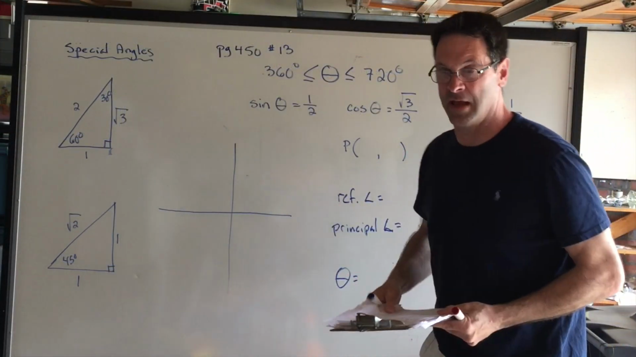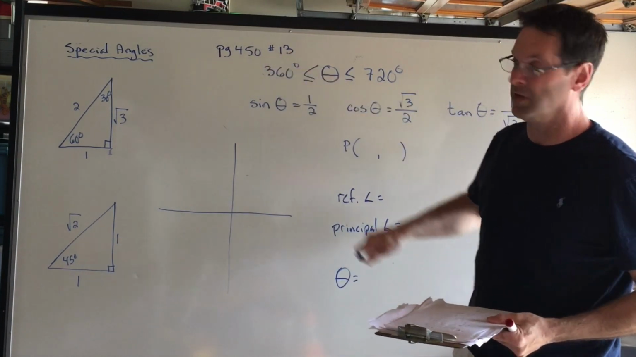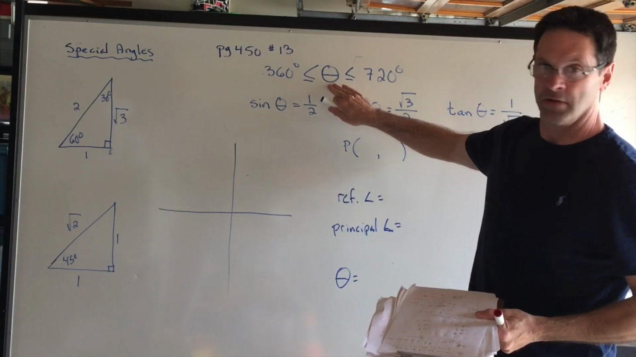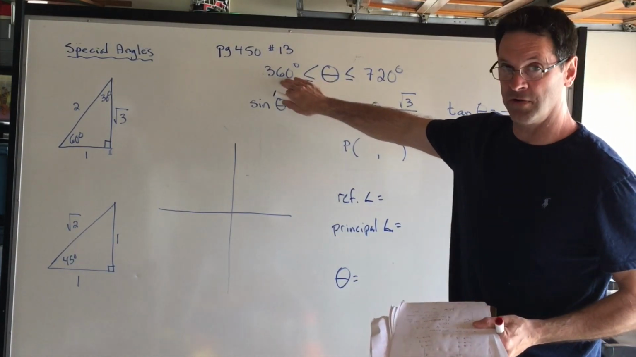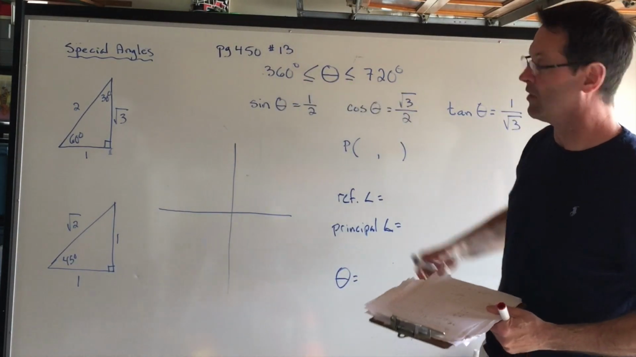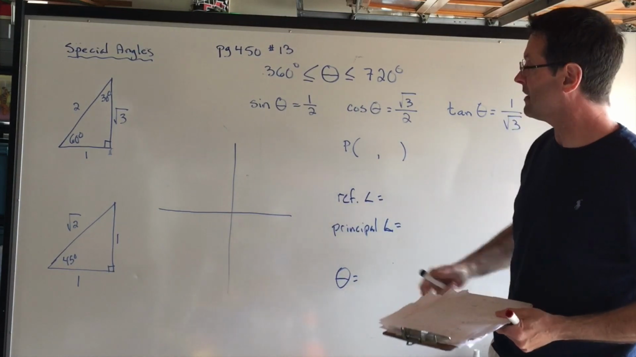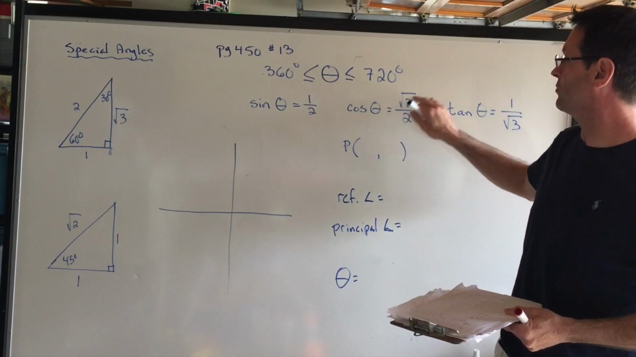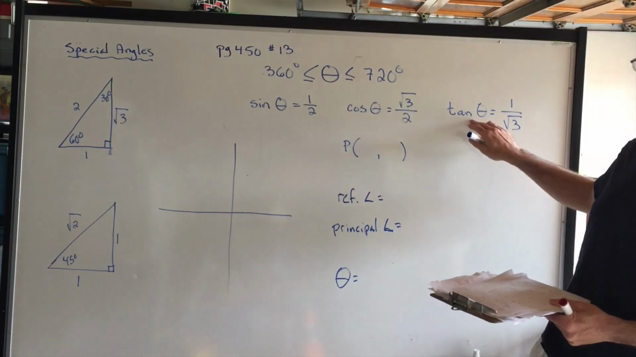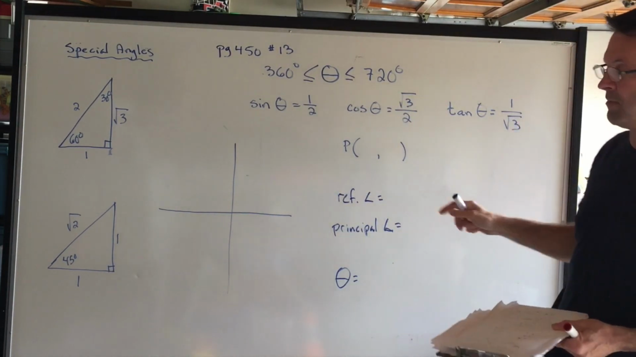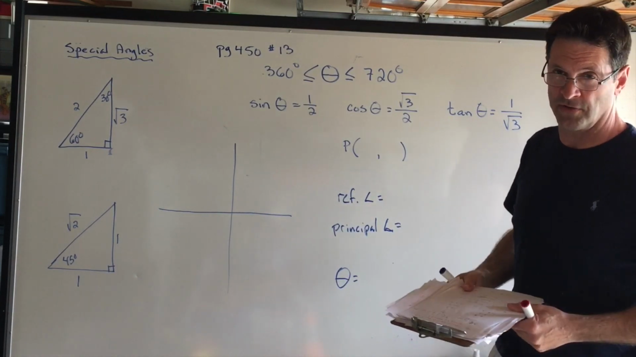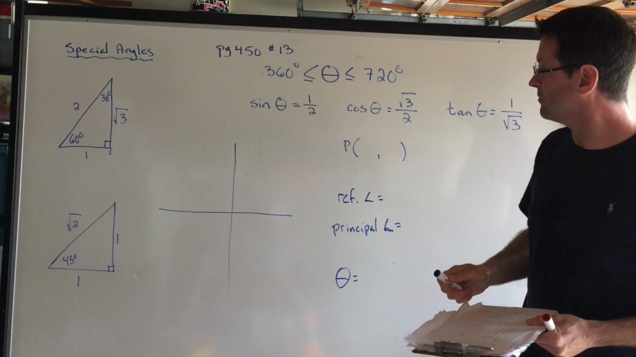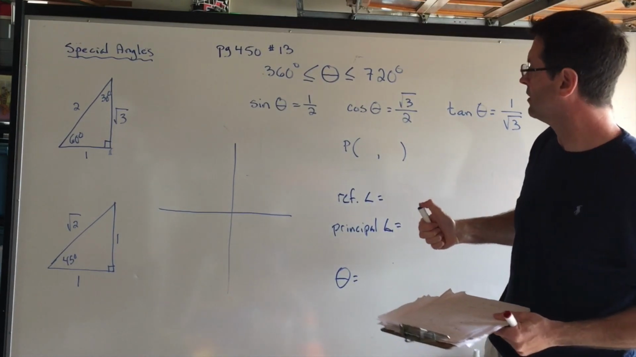Okay, so here's an example, page 450, number 13. We're looking for some angle in standard position that's between 360 degrees and 720 degrees, that has a sine value of 1/2, a cosine ratio of √3 over 2, and a tangent ratio of 1 over √3. Now you may recognize those are the sine, cosine, and tangent values for an angle in standard position. But we can diagram this, make it visual.